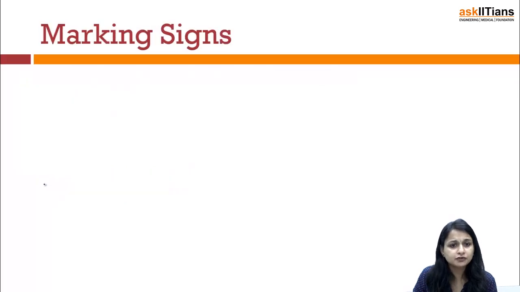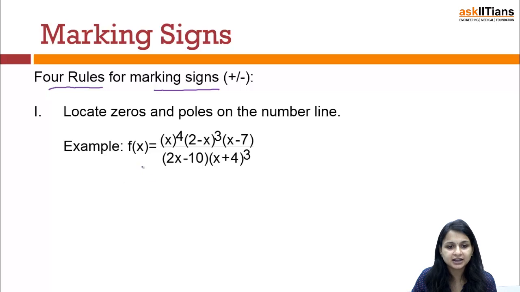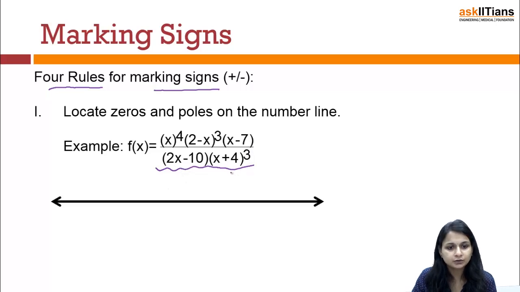Now, what do we mean by marking signs? How do we mark signs? Here we have four rules for marking signs. I am taking an example wherein I have the function x to the power 4, (2 minus x) whole cube, (x minus 7) upon (2x minus 10), (x plus 4) whole cube. I am taking a number line and I will locate all the zeros and poles. You can easily see that the zeros would be 0, 2 and 7 and the poles would be 5 and minus 4. So let us plot all of them on the number line.